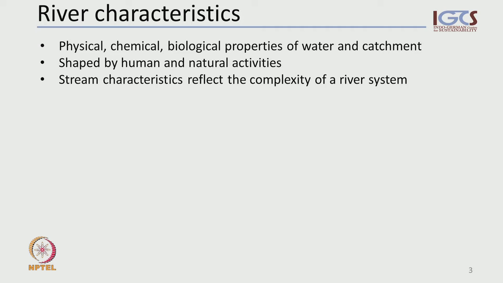The river characteristics are described by the physical, chemical, and biological properties of water and the catchment in which this water appears. It is shaped by human and natural activities, and the stream characteristics reflect the complexity of our river system.